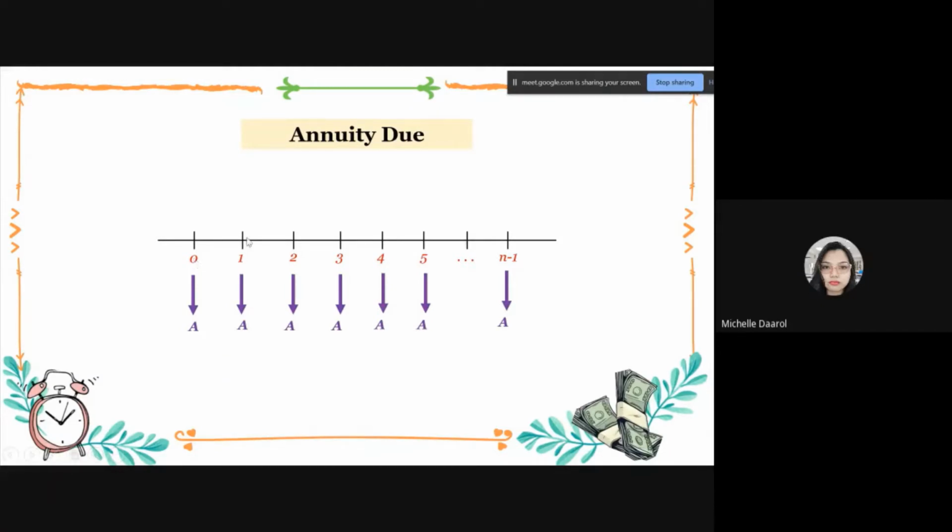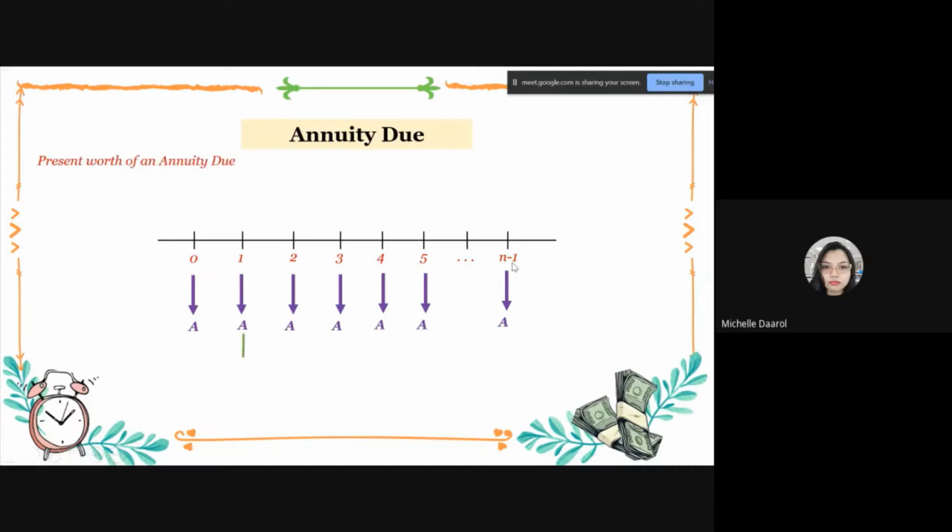So the ending, since you start when n is 0, the ending of the annuity is when n minus 1. Since the beginning of the payment is adjusted to n is 0, the ending of the payment would be n minus 1.